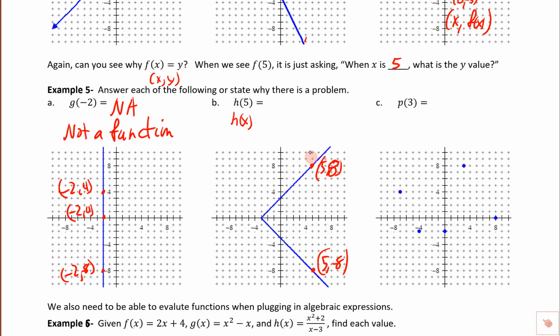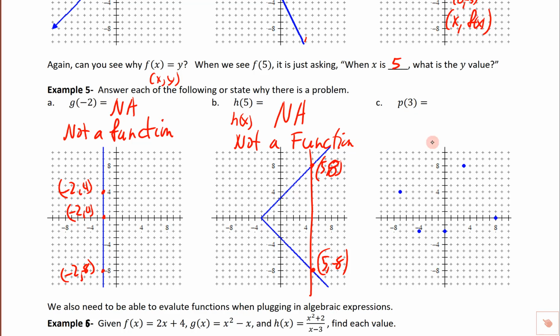And again, we run into that issue. Doesn't pass the vertical line test. My gosh, this was a vertical line. So we end up with an x that corresponds to two different y's. So we're going to write a big fat NA, and again, we're going to write not a function. This is not a function, so you can't evaluate function values for that.